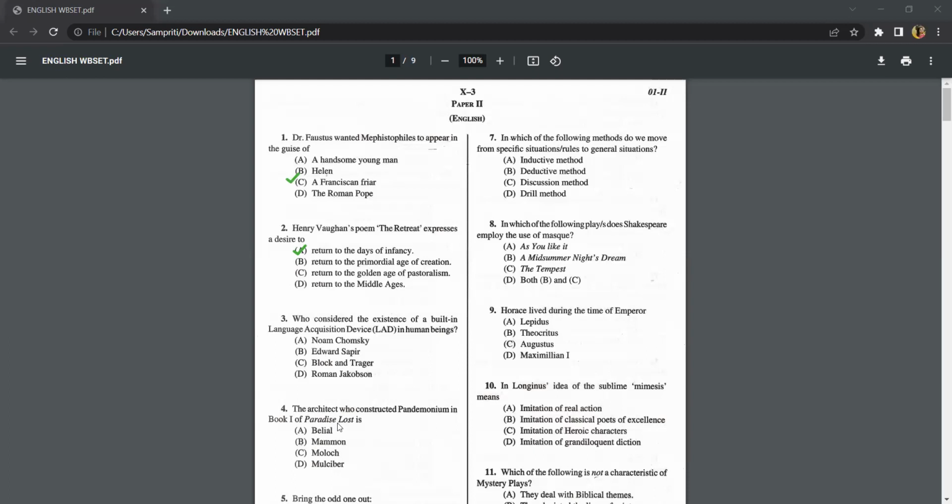Number 4, the architect who constructed Pandemonium in Book 1 of Paradise Lost is Mulciber. It's very important. Mulciber constructed the Pandemonium. That is the central space of hell. That's the Pandemonium, which was constructed by Mulciber. Option D is the correct answer.